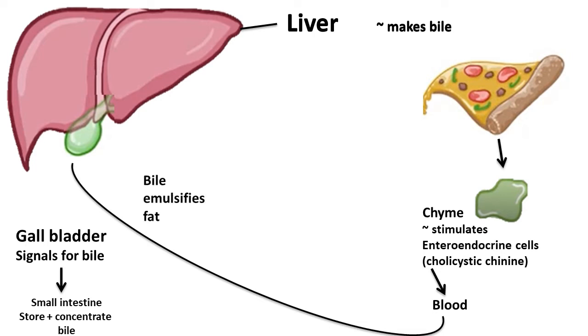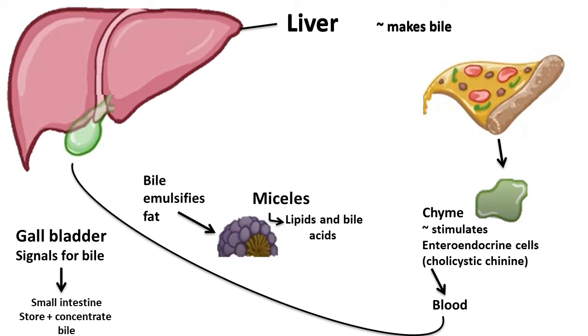The function of the bile is to emulsify the fat and convert it into micelles. Micelles are small structures of lipids and bile acids. So the bile converts the fat into micelles rather than disorganized structures. When it is converted into micelles, it can easily be absorbed inside the gastrointestinal tract.